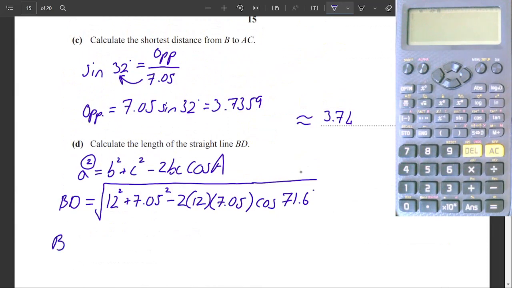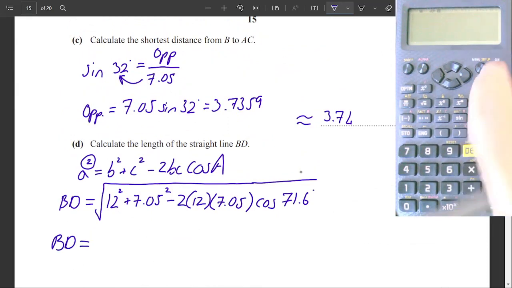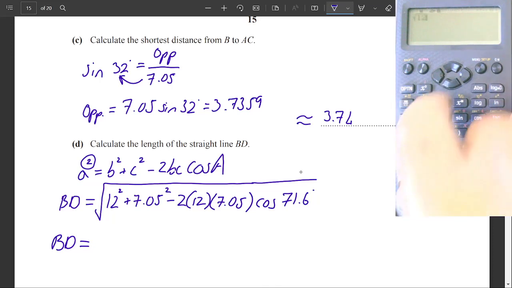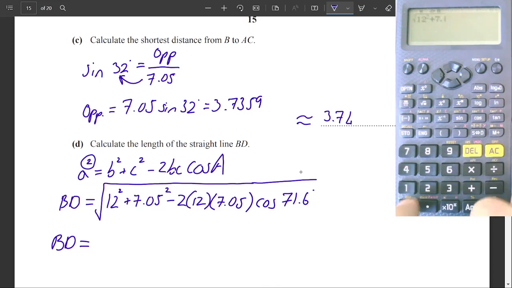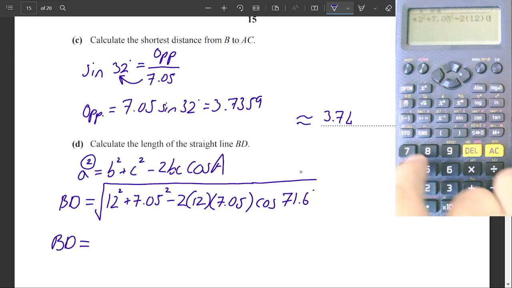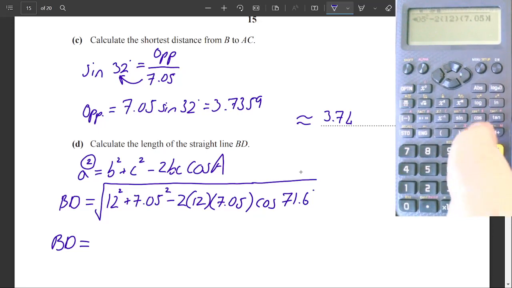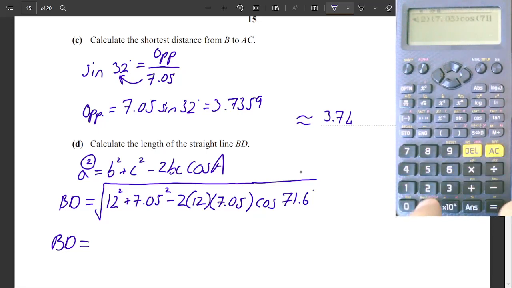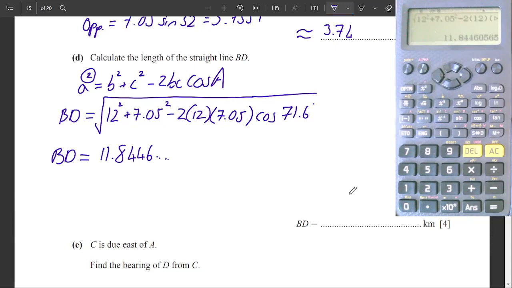So that means BD, we can put it into our calculator exactly like that. Square root of 12 squared plus 7.05 squared minus 2, and so on. And we get a nice 11.8446, etc. Rounded to three significant figures, 11.8.